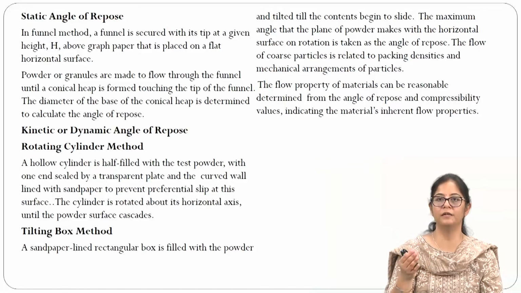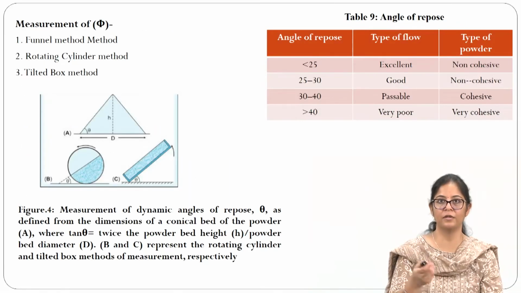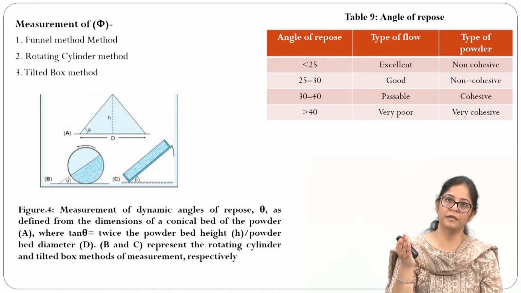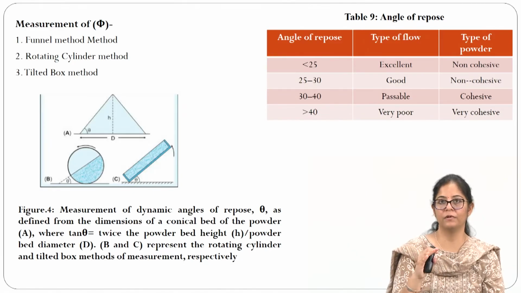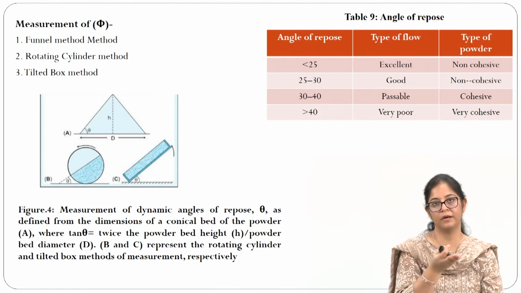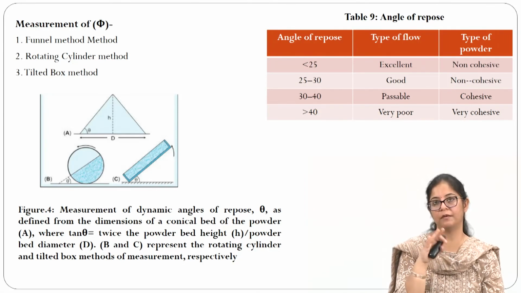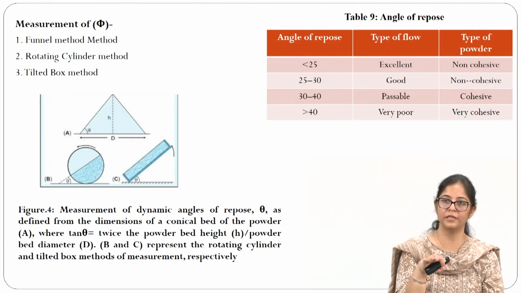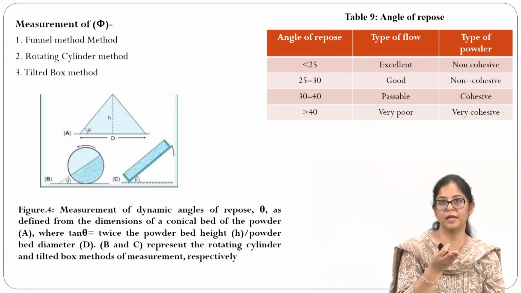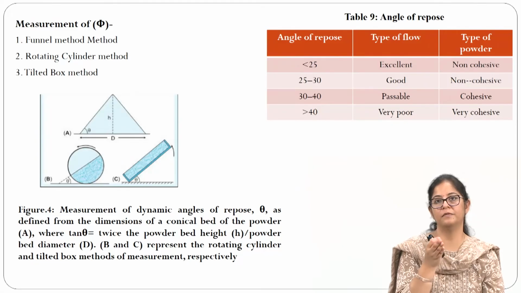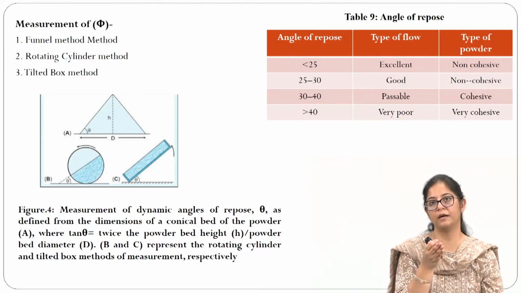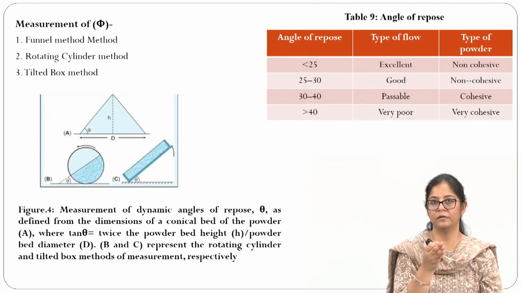So when the material is rotated, it creates a horizontal axis. As we can see in figure B, the material, while rotating and when it comes to a standstill, after it has come upon rotation, when it comes to stabilization, it creates an angle. This angle helps in determining the angle of repose; this theta is taken into consideration.